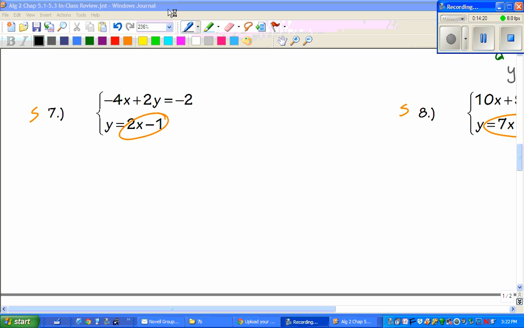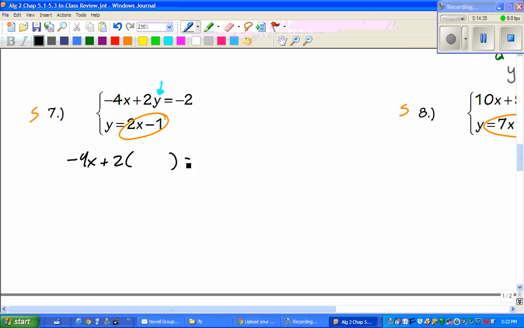Okay, I'm back. So, number 7, we already talked how we're going to do substitution, and we're plugging in for y. So, we've got -4x plus 2, and that's where we're going to plug in what y is. And y equals 2x minus 1. So we have to distribute, and we get -4x. 2 times 2 is 4x. 2 times -1 is -2.